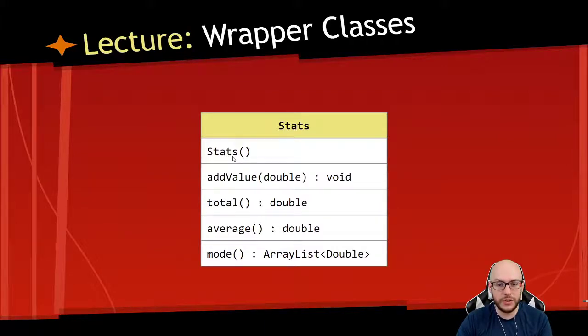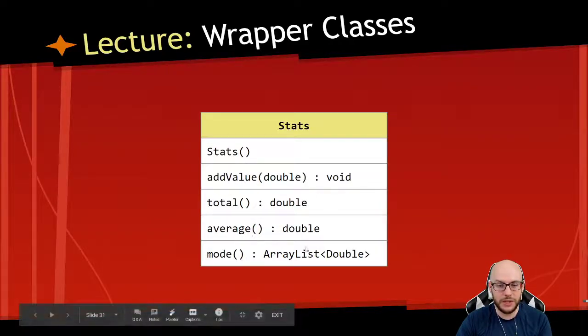But we'll have our constructor. We need a way to actually get values, get doubles into that ArrayList. We have total, average, and the very much so dreaded mode. Let's get started.